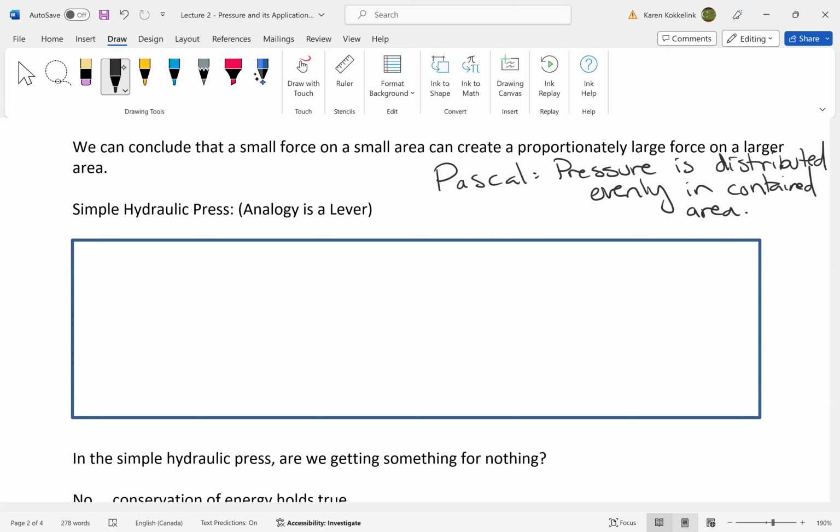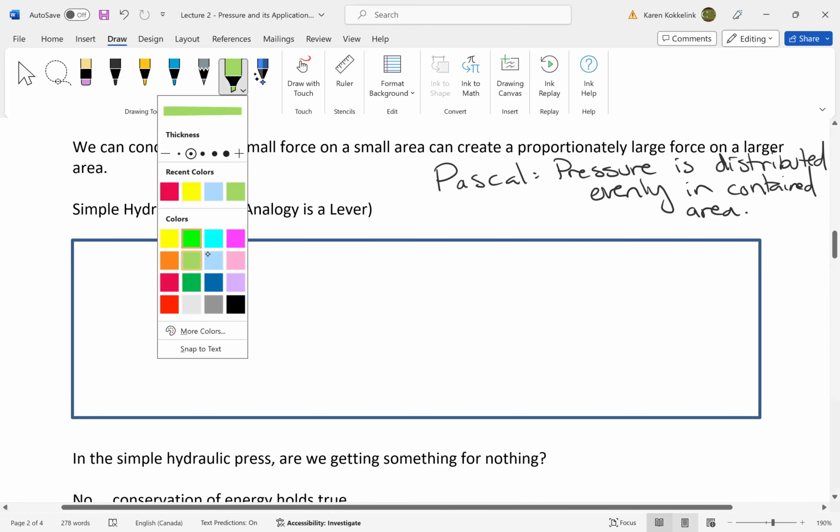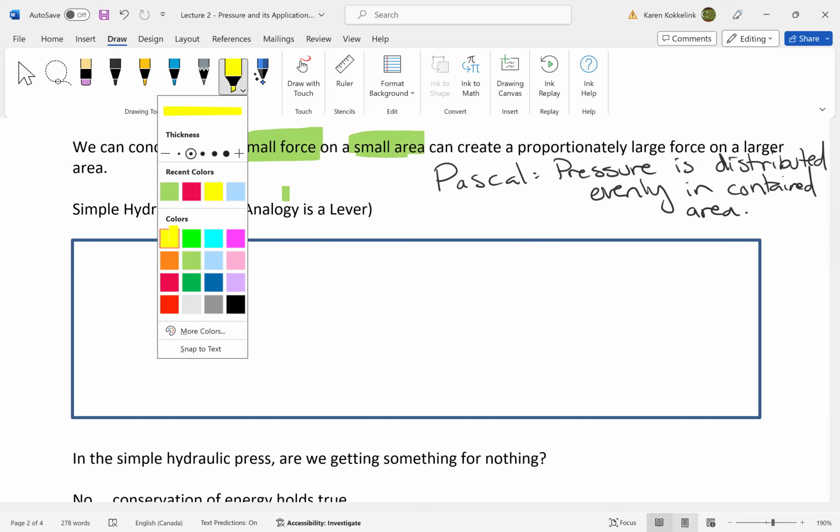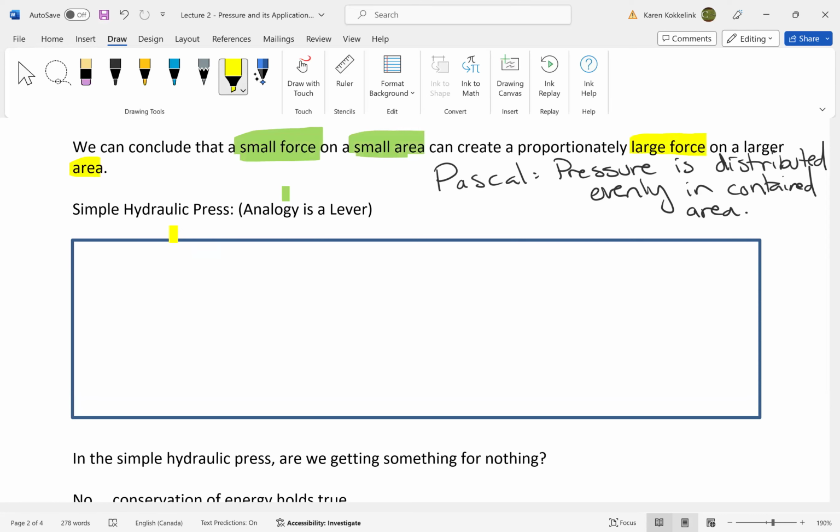So that's very, very useful in the sense that a very small force on a small area can create a useful large force if you give it a larger area to work. So let's take a look at a system where we're just going to pay for a little bit of force in, and we're going to get a lot of force out just by using this very nice Pascal's law. Thank you, Pascal. So I'm going to put a small force on here.